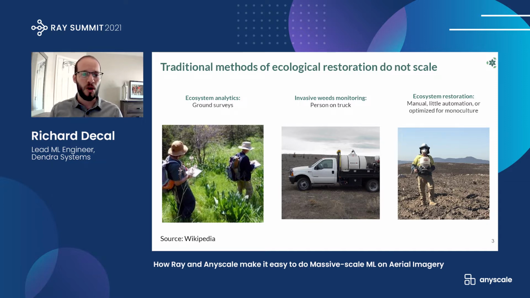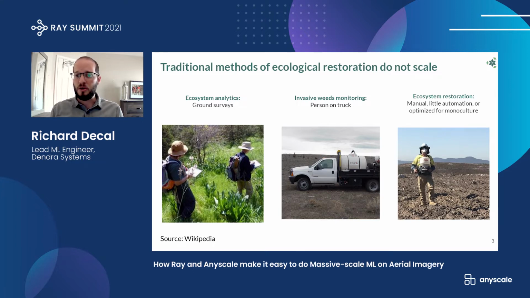scale. So, to give you a few examples, for ecosystem analytics, unfortunately, there are some things that satellite imagery and plane imagery cannot do at that resolution. For example, you can't look at grass from plane imagery and tell if it's one species or another. So for that, you really need either ultra high resolution imagery or people on the ground. Another example is invasive weed monitoring. Typically, this is done with a person driving around on a truck and trying to spot weeds. And this is very error prone. It's not comprehensive and not ideal.